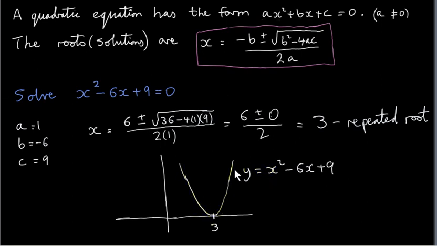And the graph crosses the x-axis at the roots. Now there's only one root, so the graph must cross the x-axis at 3. That means the graph must just touch the x-axis at x equals 3. By the way, the graph will be symmetrical about x equals 3. In other words, the value of the function at x equals 4 will be equal to the value of the function at x equals 2.